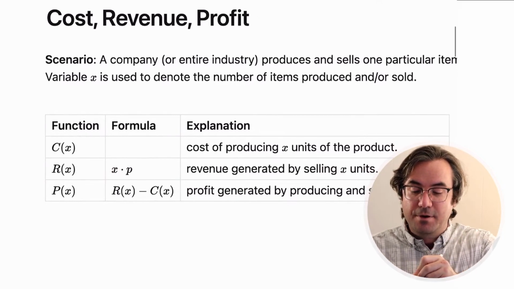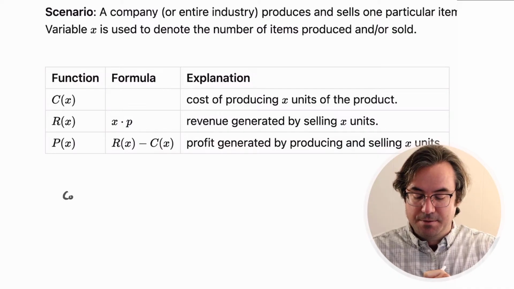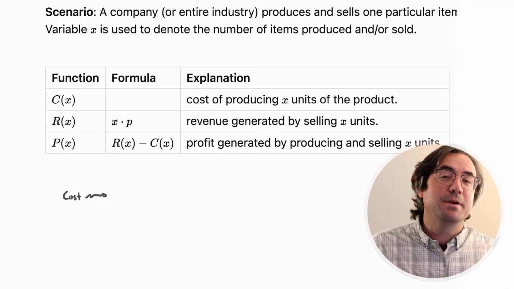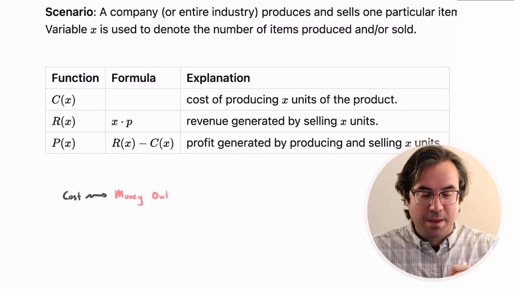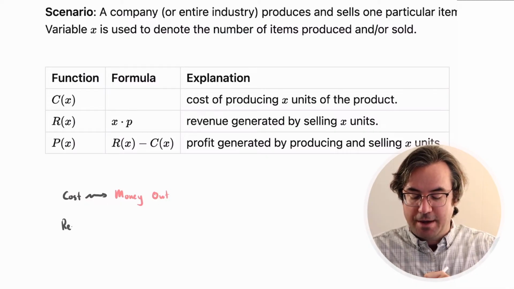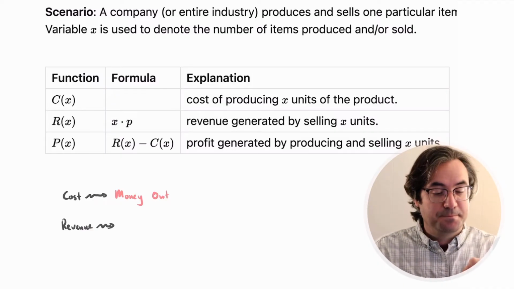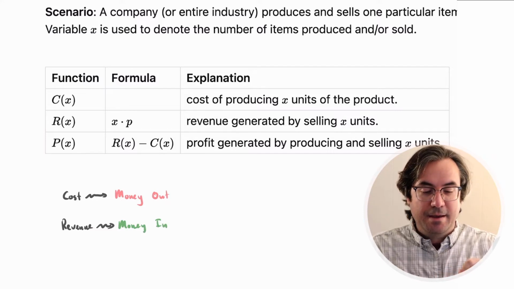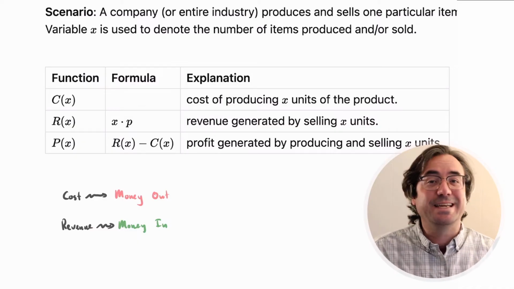But you can think of cost as how much money the company has to pay out. Revenue, on the other hand, is how much money the company brings in. So it's the money that comes into the company. And profit is the difference. So it's how much money they actually get to keep.